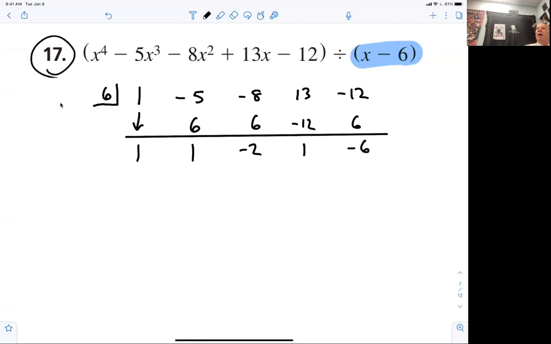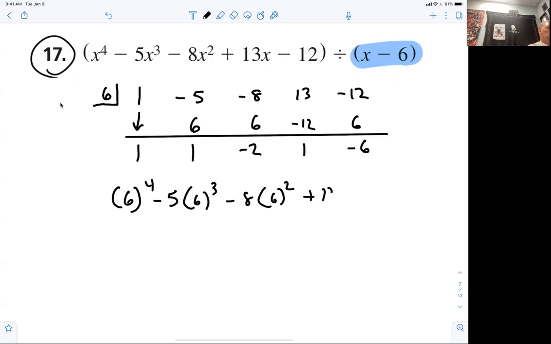Now, does everybody understand how powerful this was? Think about it before calculators. If someone asks you to do 6 to the 4th minus 5 times 6 cubed minus 8 times 6 squared plus 13 times 6 minus 12, that equals -6. Isn't that weird? 6 to the 4th, I don't feel like doing. 6 cubed, not too bad. But then doing the arithmetic to make sure that is correct. So the final answer worked out to be -6.